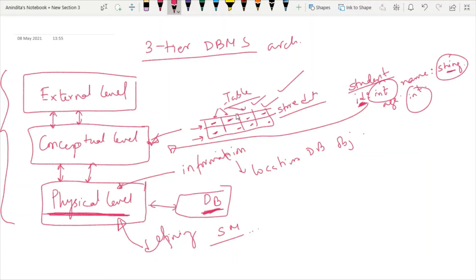And try to understand, in this layer the programmers will work. Programmers are responsible for creating this table and retrieving the information from the table. So the programmer has to know what data types we are going to store in the table. For that purpose, the conceptual level of the database is accessible by the programmers or the database administrators. So this is the basic concept of the conceptual level.